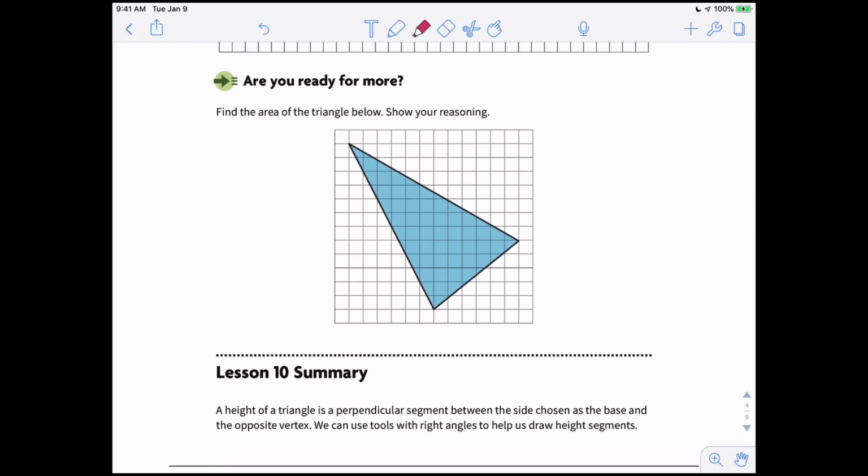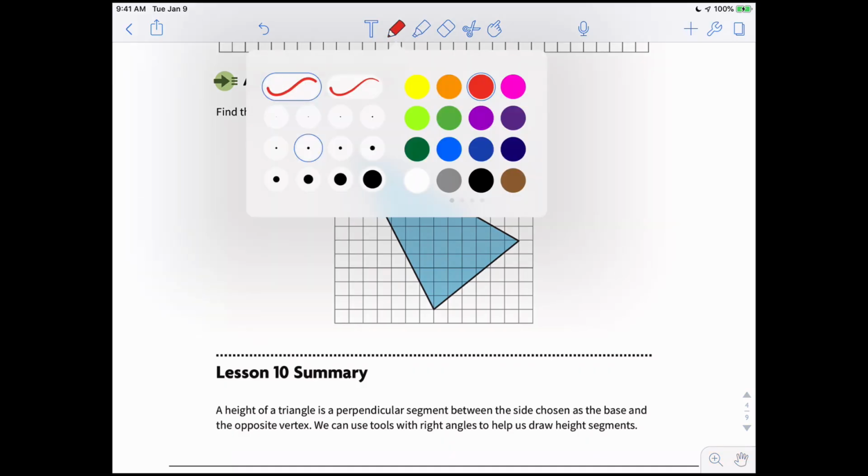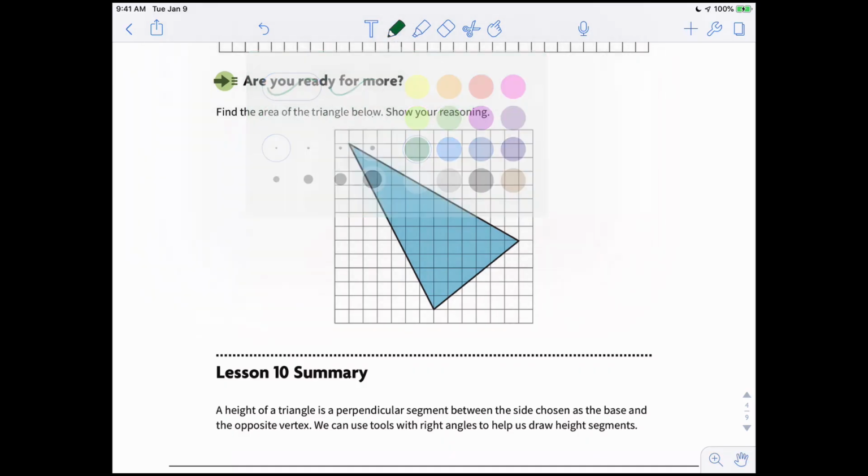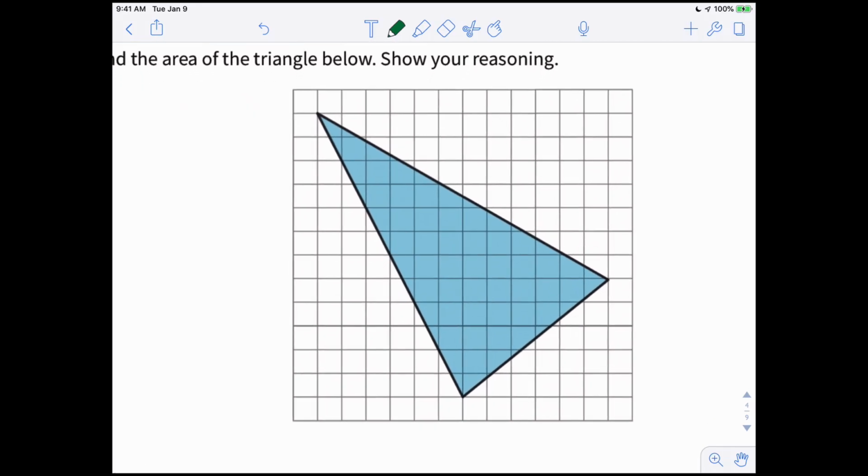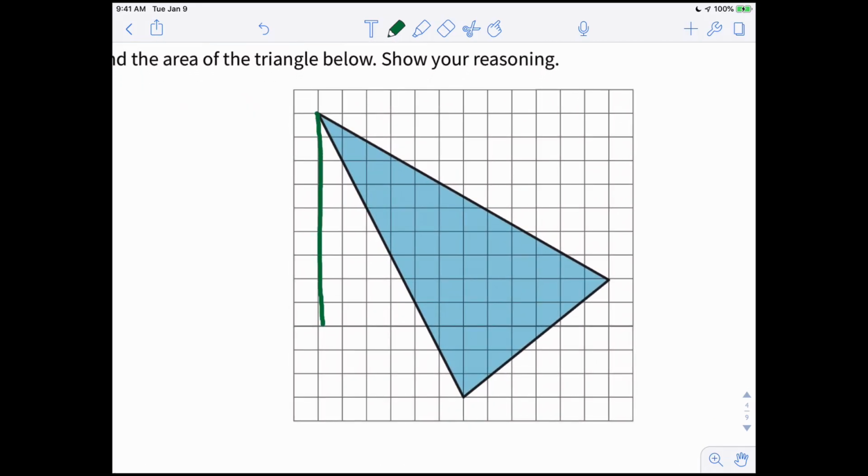Here's a nice little practice. Find the area of the triangle below. Show your reasoning. So this is a beautiful one. I'm not going to give you much hint other than to say this one might be easier if you see what is not part of that blue triangle. There you go. There it is.